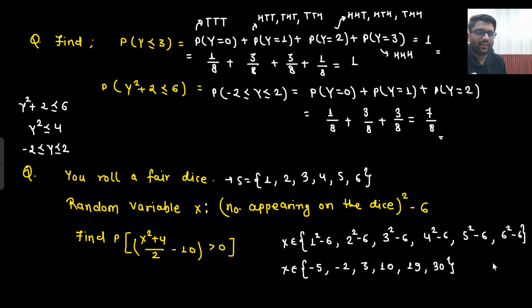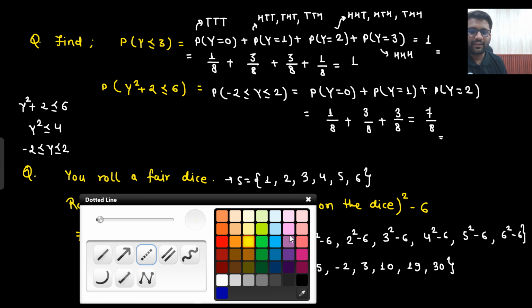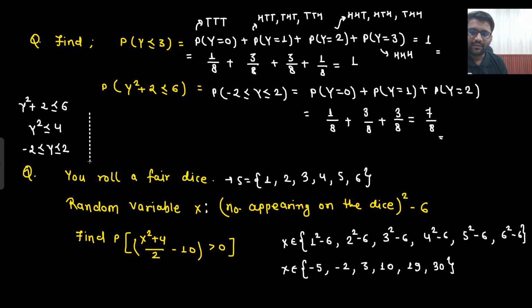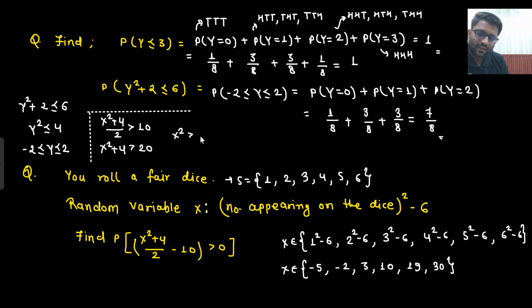Now what are they asking you to find? (x square plus 4)/2 minus 10 should be greater than 0. So can you solve this inequality? I am solving this inequality here, because we don't have space left. So x square plus 4 divided by 2 minus 10 should be greater than 0. So can I do this? 10 goes here. So x square plus 4 should be greater than 20. So x square should be greater than 16. That means x should be greater than 4 or x should be less than minus 4.